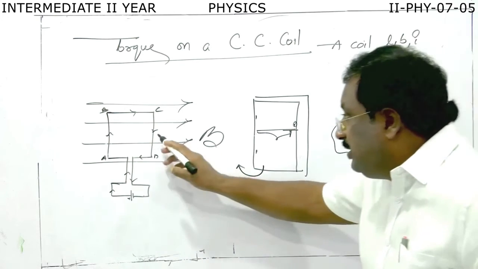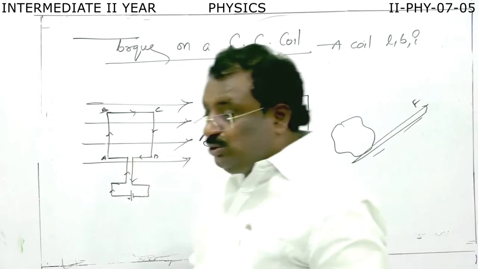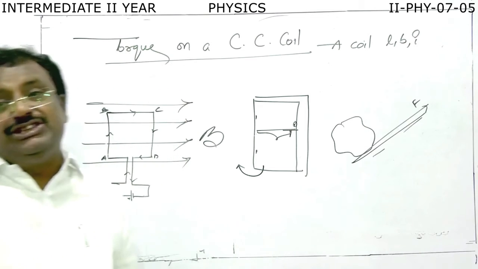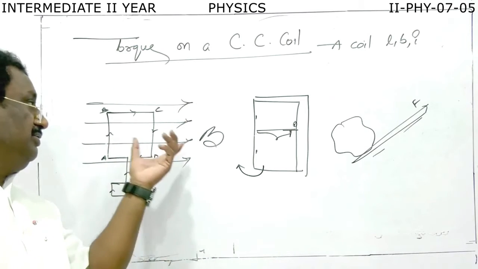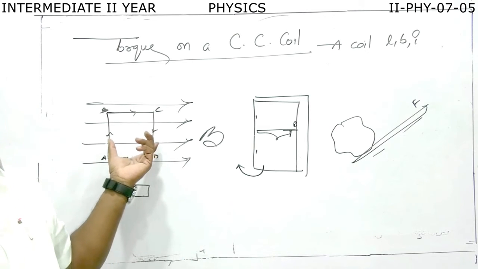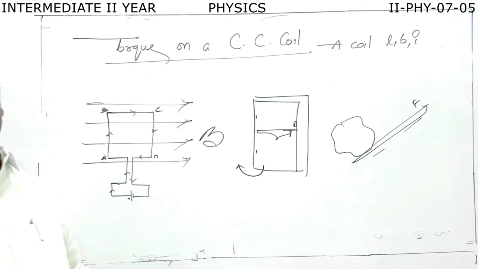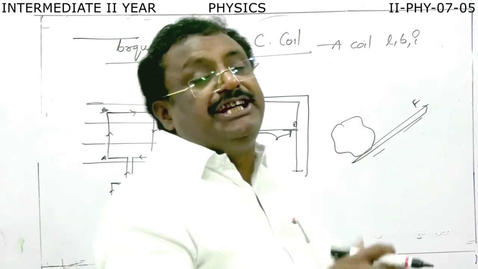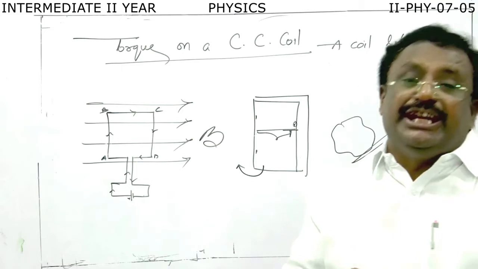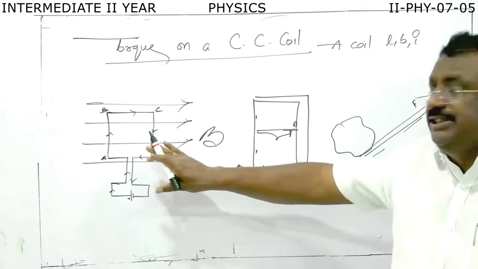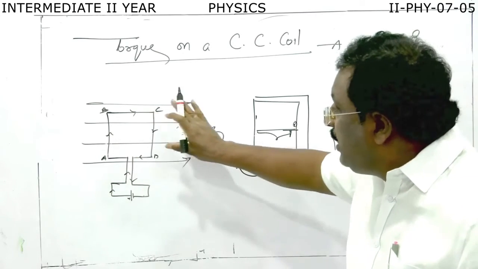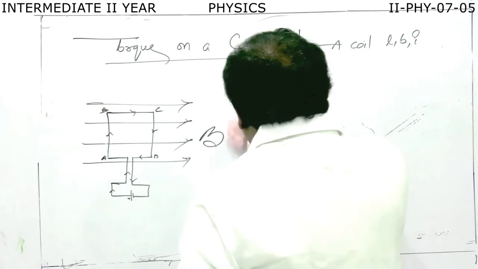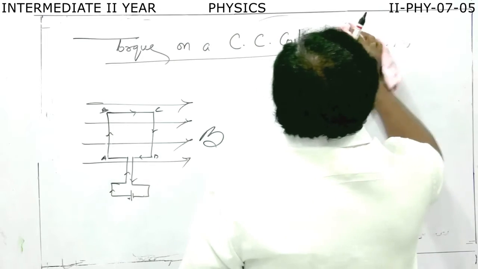But here, our current carrying coil experiences two equal forces, equal in magnitude but opposite in direction. Hence, they exert some torque on the coil. As a result, the coil would rotate in the magnetic field in the anti-clockwise direction. This is the simple case. Here the plane of the coil is parallel to the magnetic field. When the plane of the coil is parallel to the magnetic field, now we can write the torque.